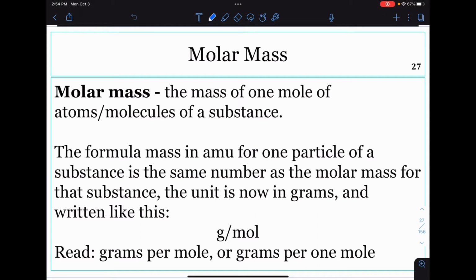We call this the molar mass, and it is the mass of 1 mole of atoms or molecules of a substance. The units are written like g/mole, and we read that to mean grams per mole.